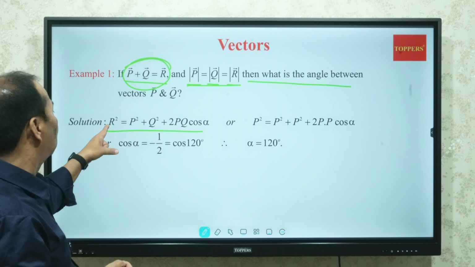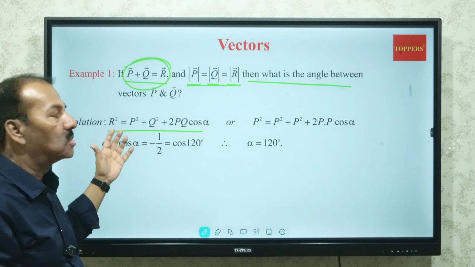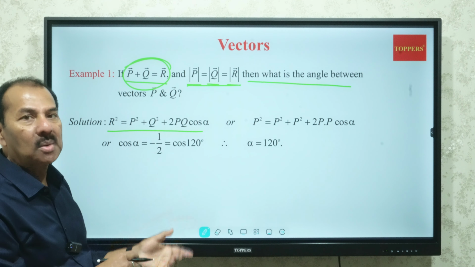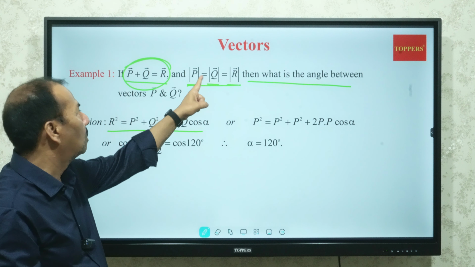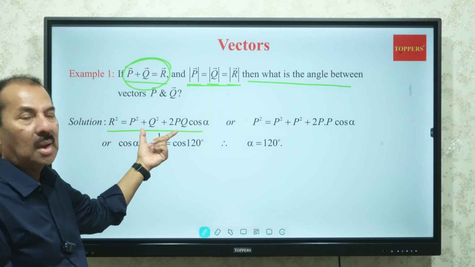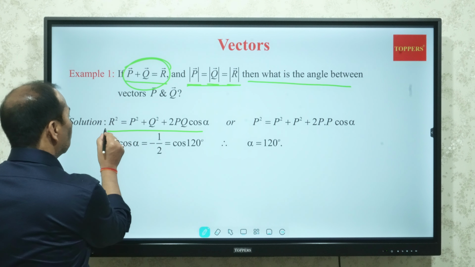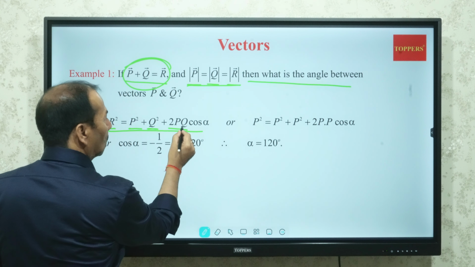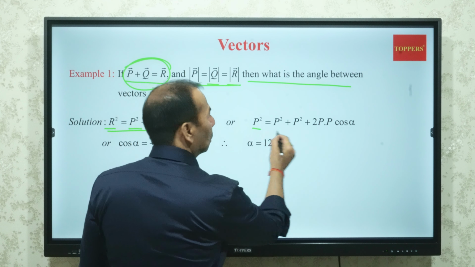So here R square, P square, these are the magnitudes of the vectors P, Q as well as this R. So you can replace this R square by P square because they are the same in magnitude. Similarly, I can replace this Q square by P square, so that left side and right side all parameters are the same. So this becomes p square is equal to p square plus twice of p square cos alpha, since q is replaced by p. So that you can see here.